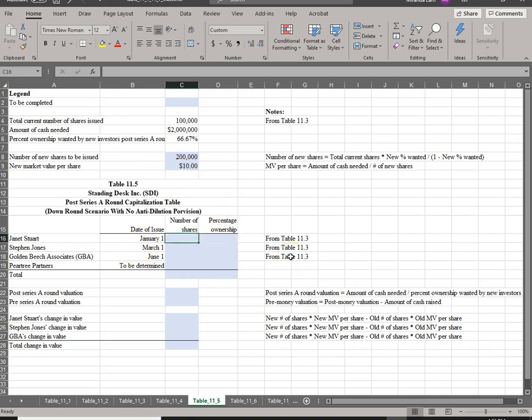Let's take a look at what happened to the cap table. Now the number of shares, again, this is from table 3. So we're going to go back to table 3. The number of shares outstanding for Janet, Stephen, and GBA remains the same. But for Pear Tree Partners, it went up. So now they will get 200,000 shares. And the cap table now looks like this.